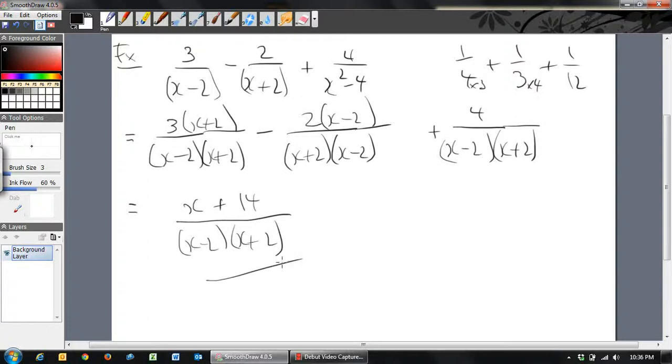x plus 4 over (x minus 2)(x plus 2). We could also equivalently write it as x plus 14 over x squared minus 4. Probably a bit neater in this case. So there's a couple of those.